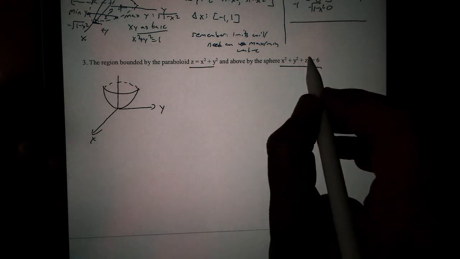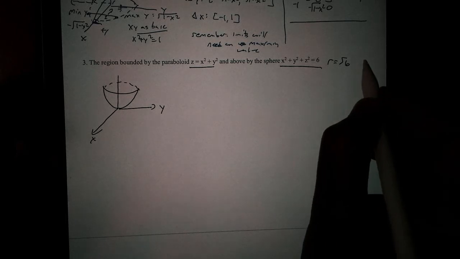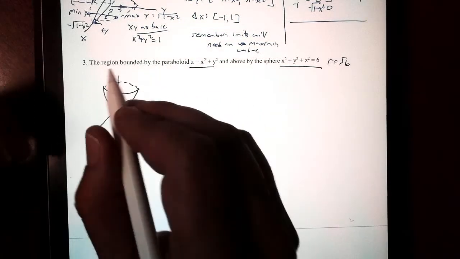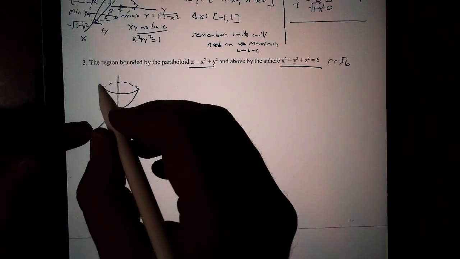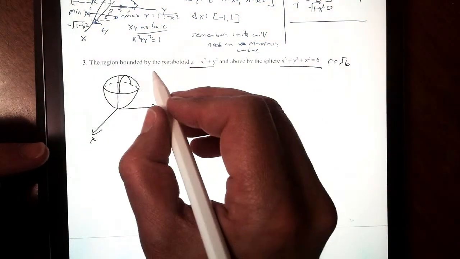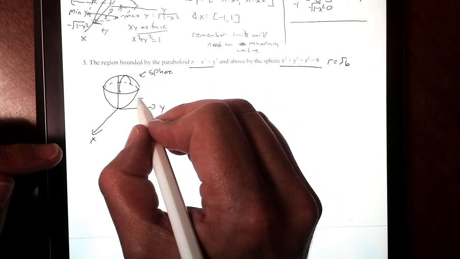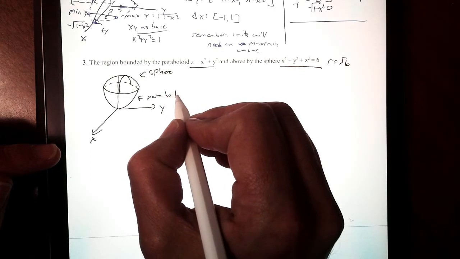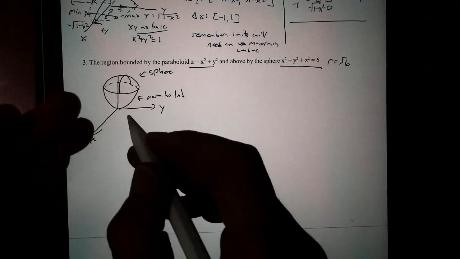Next, we're bounded by the sphere, which has a radius of √6, right here. That's going to go over this, like an ice cream cone type of deal. It's going to cut it and make a circle right up here. So here we have our sphere on top, and on the bottom we have our paraboloid.